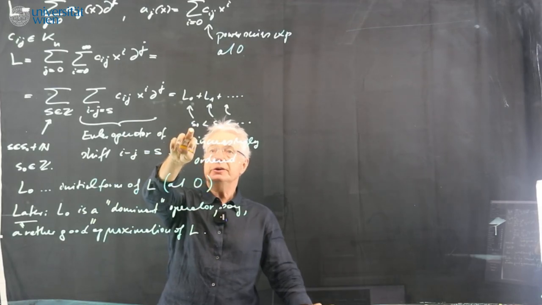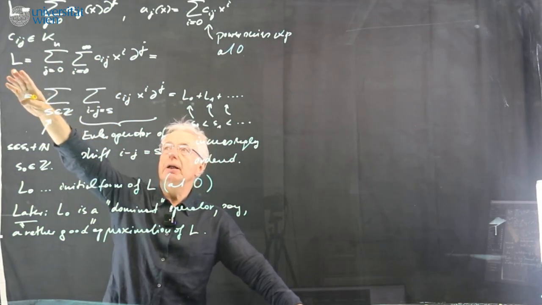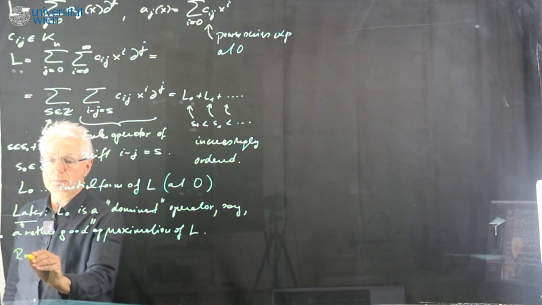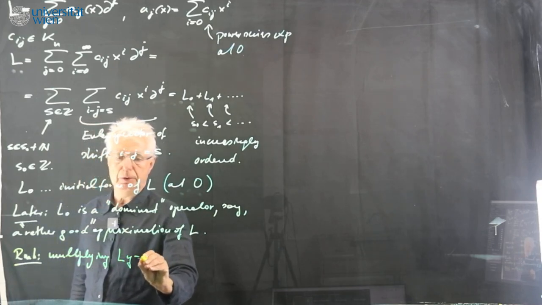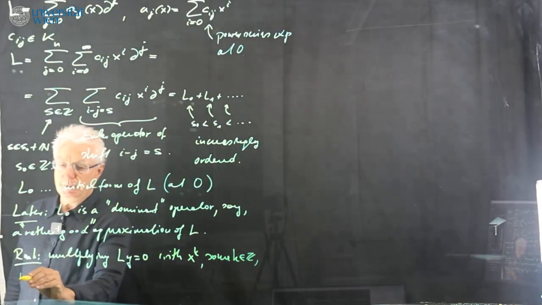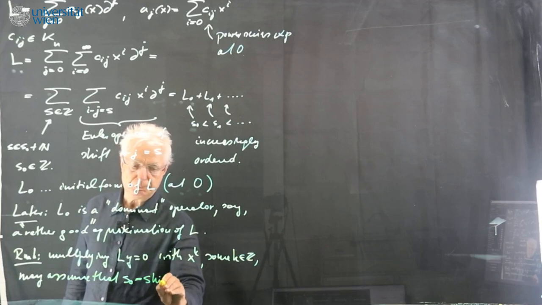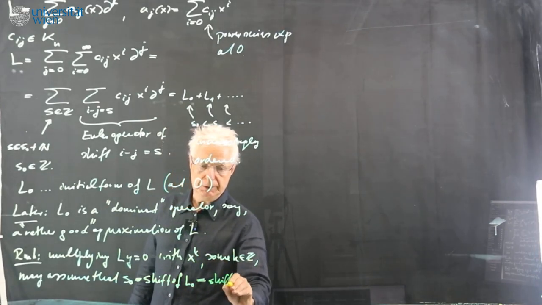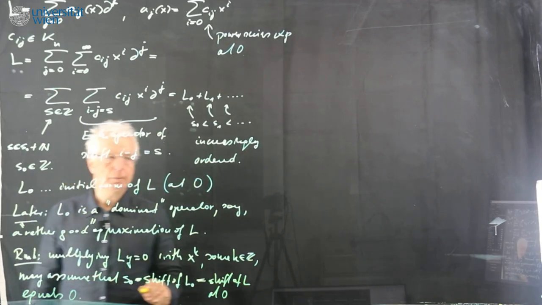Now, this first shift, the smallest shift here, it could be negative. But if I want to solve L y equals 0, I can always multiply L with a power of x, either positive or negative, to make this S0 equal to 0. So remark: multiplying L y equals 0 with x to the k, some k in Z, we may assume that S0, which will be called the shift of L0, but we also call it the shift of L because it is the most important shift, the shift of L at 0, equals 0.